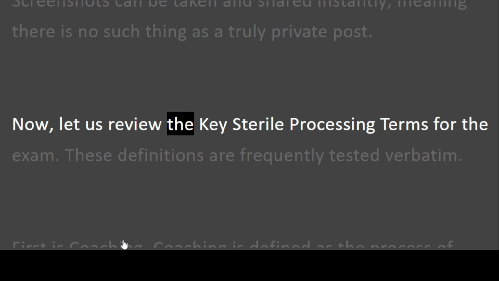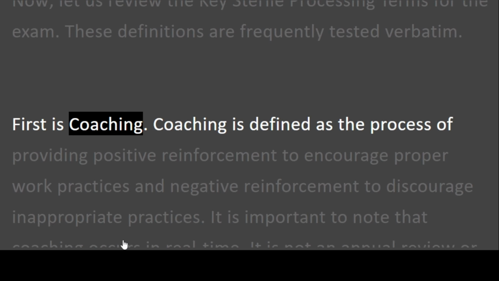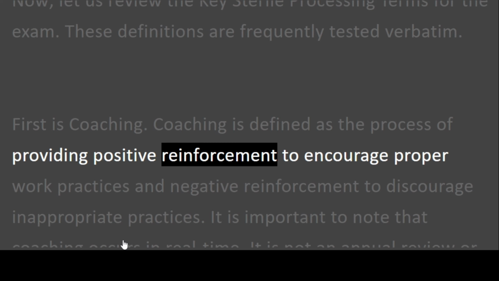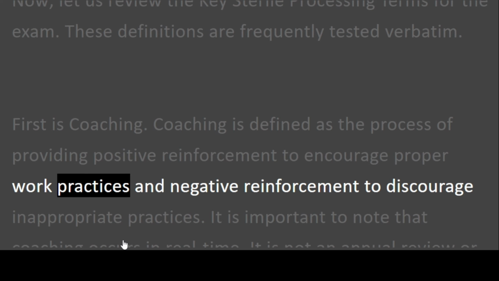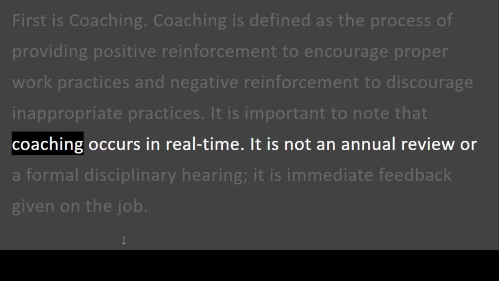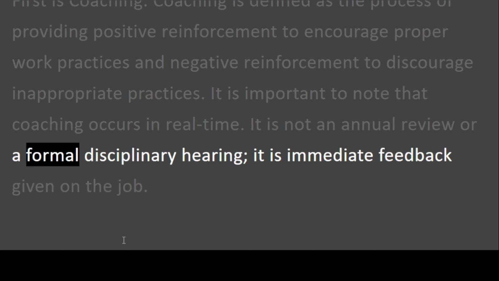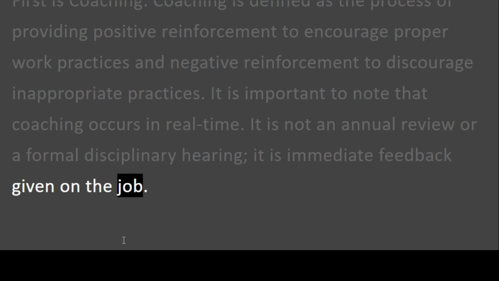Now, let us review the key sterile processing terms for the exam. These definitions are frequently tested verbatim. First is coaching. Coaching is defined as the process of providing positive reinforcement to encourage proper work practices and negative reinforcement to discourage inappropriate practices. It is important to note that coaching occurs in real time. It is not an annual review or a formal disciplinary hearing. It is immediate feedback given on the job.